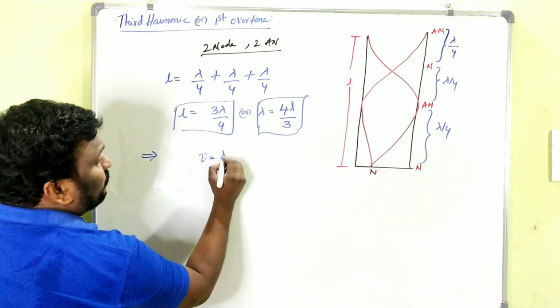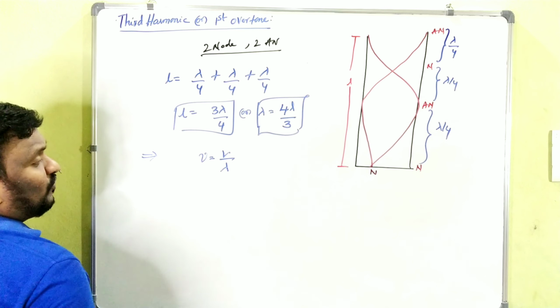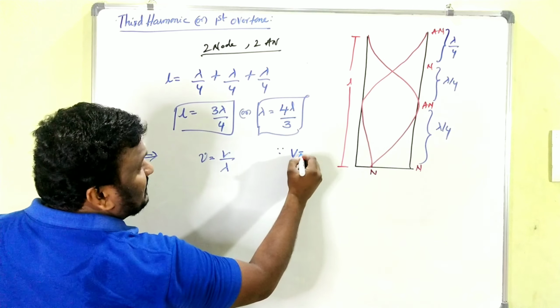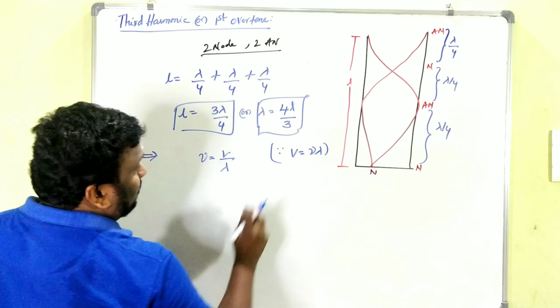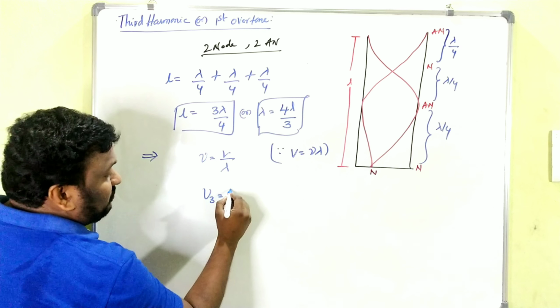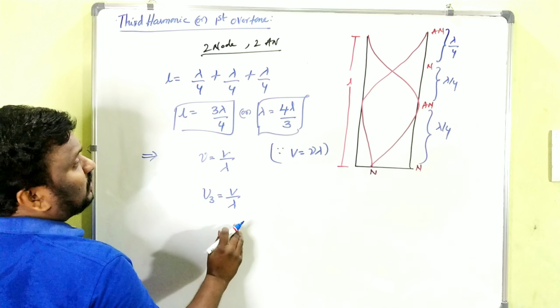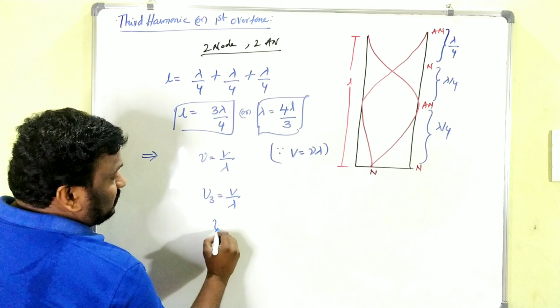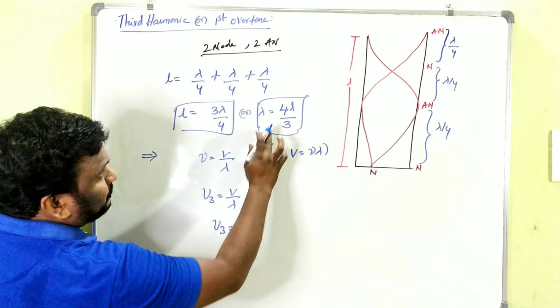Nu is equal to V by lambda, since V is equal to nu lambda. In this case we are going to take nu as nu 3, and V by lambda. As usual, we have to substitute the lambda value. Then nu 3 is equal to what?